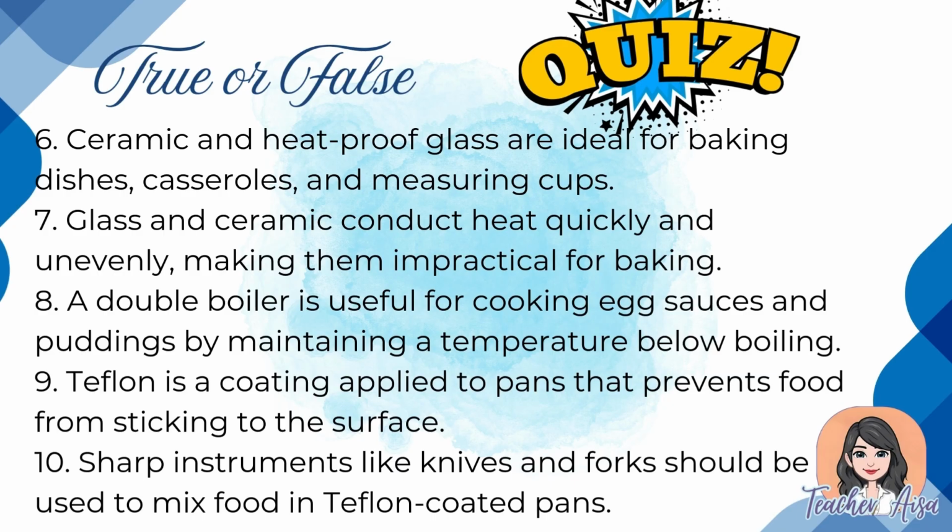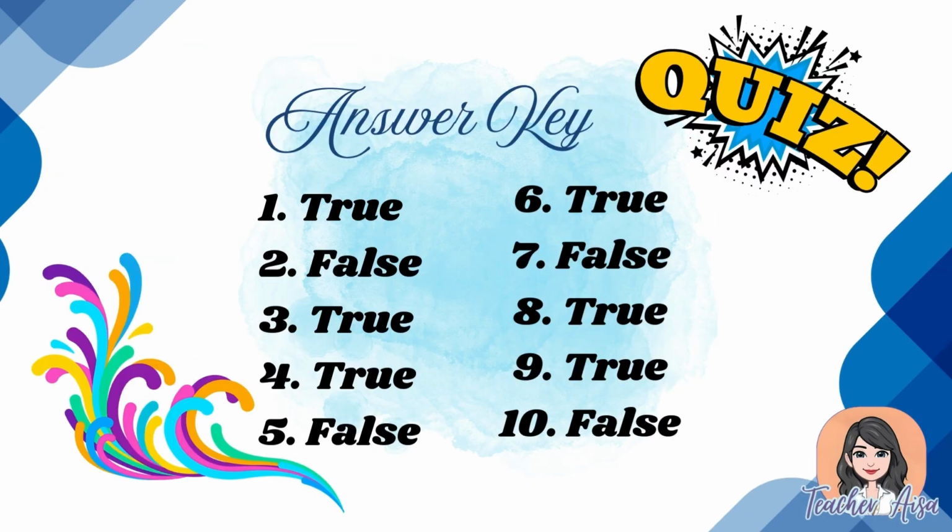9. Teflon is a coating applied to pans that prevents food from sticking to the surface. 10. Sharp instruments like knives and forks should be used to mix food in Teflon-coated pans. Here is the answer key for our quiz.